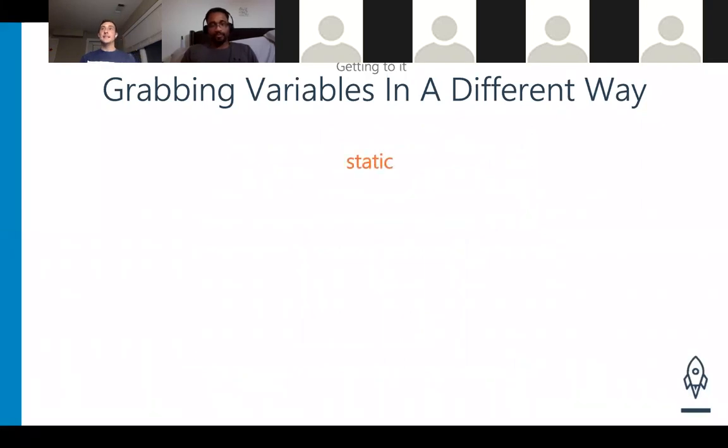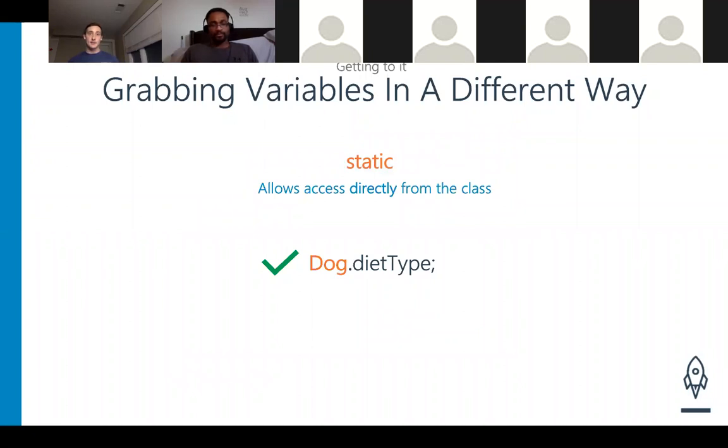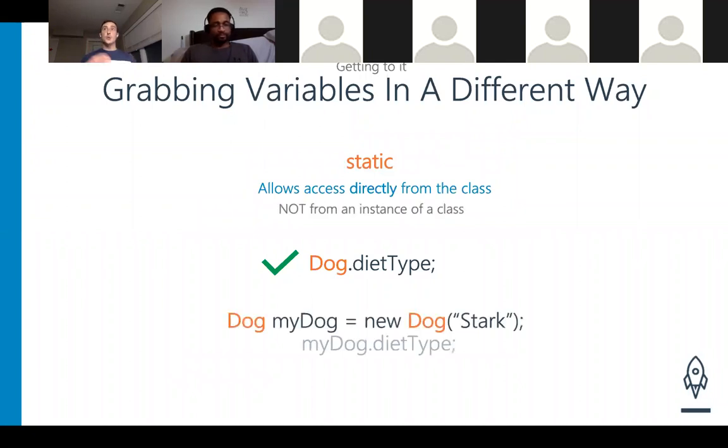Looking a little bit more at it, static allows us to directly access from the class. Static variables do not let us access from the instance. This is what static does.